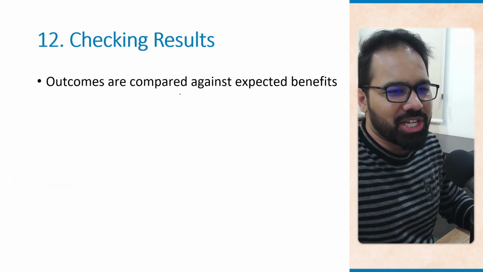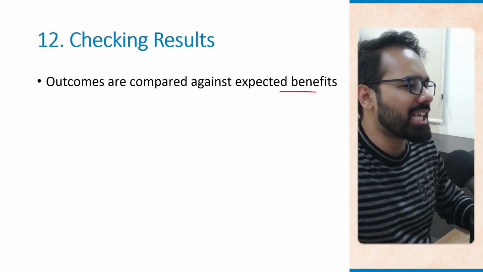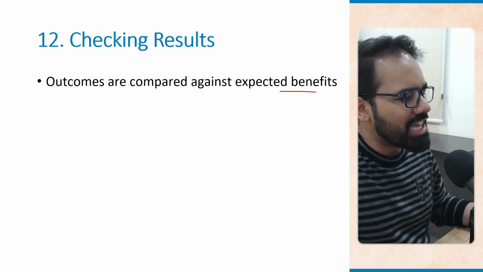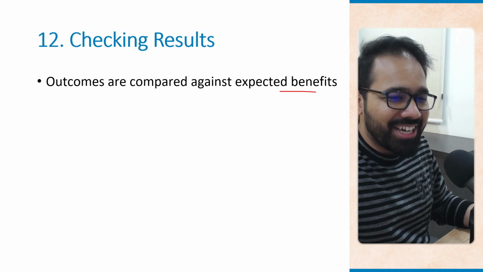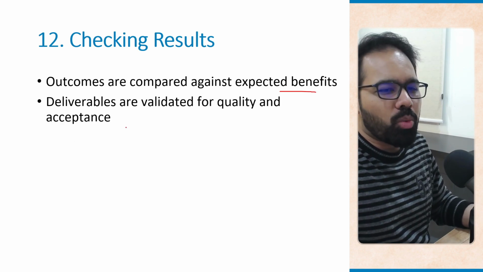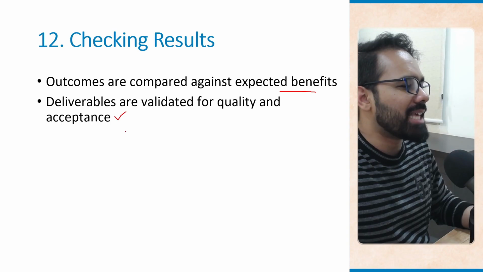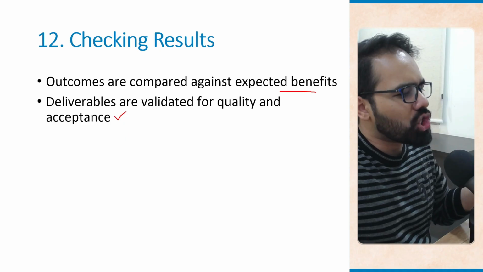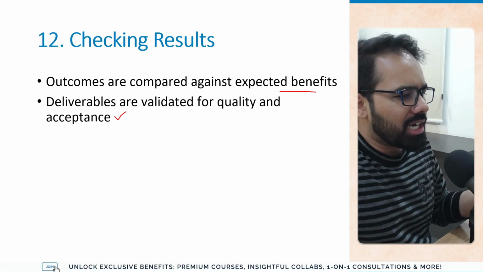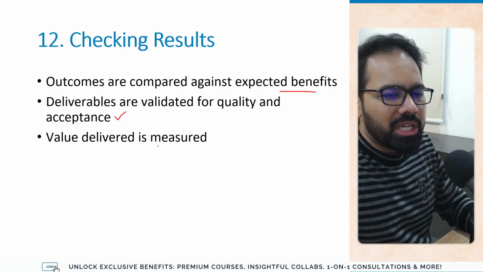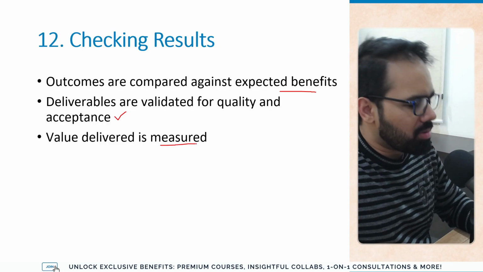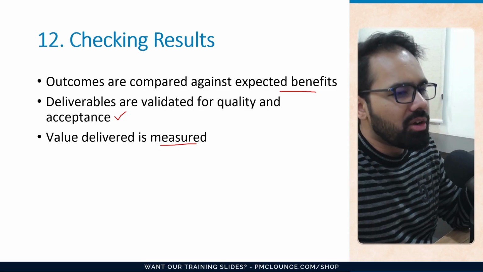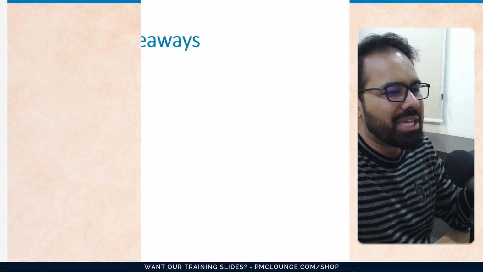Okay, checking results. How do you check results here? Outcomes are compared against the expected benefits. As an example, did the website actually improve sales that it projected, or did it not do so? Deliverables are validated for quality as well as acceptance. So this includes your testing, testing the website with users and ensuring that all the acceptance criteria are being met. Value delivered is also measured. Metrics like conversion rates, uptime, and customer satisfaction confirm that value has been delivered.